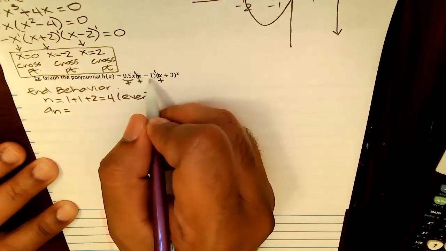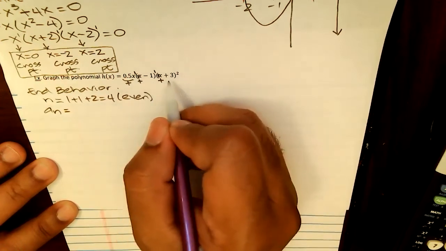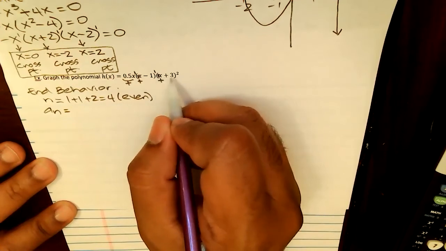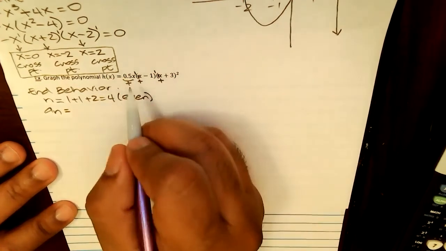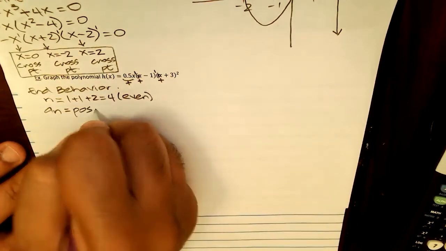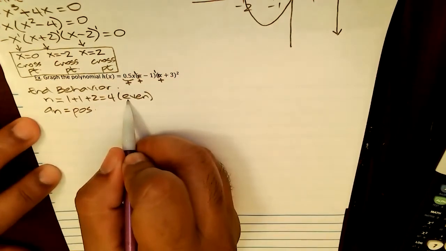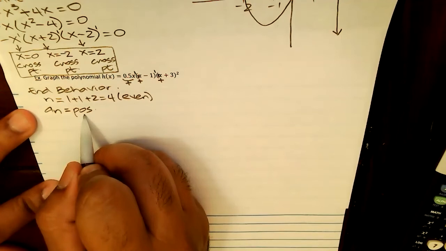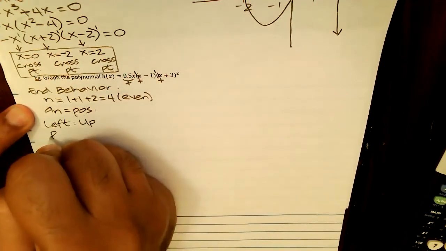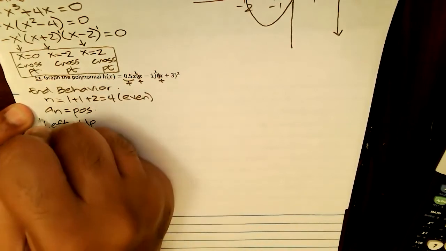Next one, I have x minus 1. So x is the same thing as 1x, so the number 1 is a positive number. And then the last one is x plus 3. So again, that's a 1x plus 3. So 1 is a positive number. When we multiply numbers that are all positive, that's going to give me a positive number. Okay, so when my power is even and the number is positive, the end behavior is that on the left side, my graph will go up, and on the right side, my graph will also go up.